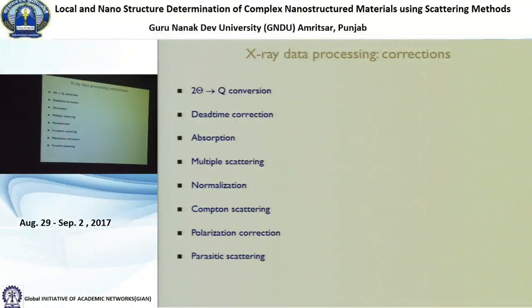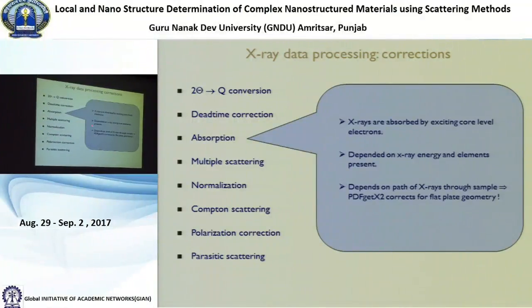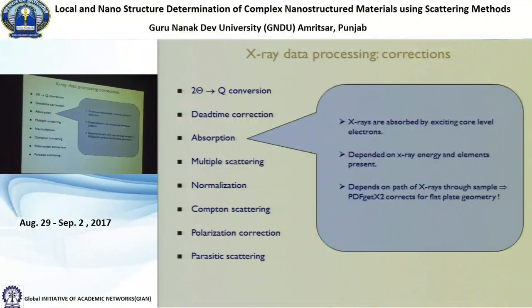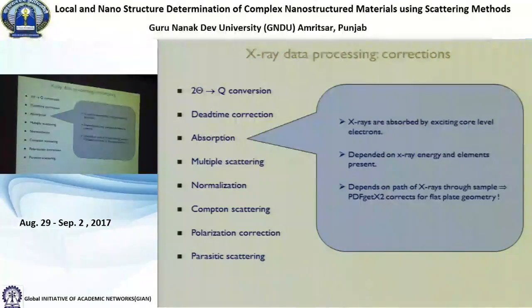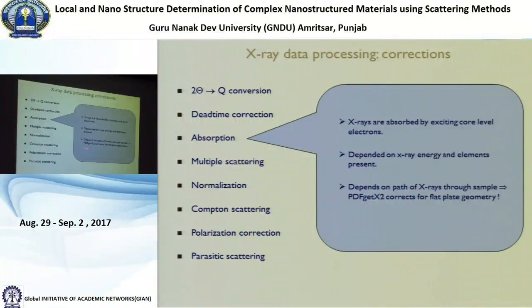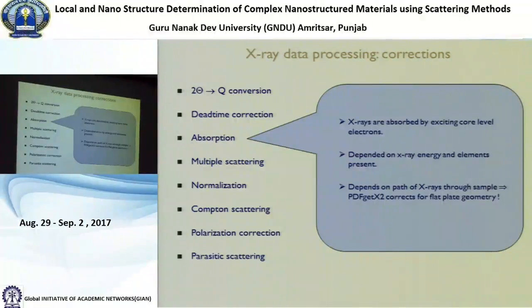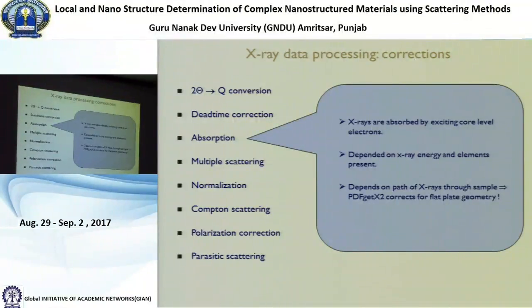So anyway, I can go through some of these a little bit. I don't want to go too slowly. But I've already mentioned this. The absorption correction depends on the X-ray energy. It depends on the elements present, so you need to know what your sample is made of, and you need to tell that to the program. It depends on the path of the X-rays through the sample. So our program that does the full corrections is called PDFgetX2. And you have to tell it the geometry, whether it's a capillary geometry, flat plate geometry, transmission geometry, and so on.